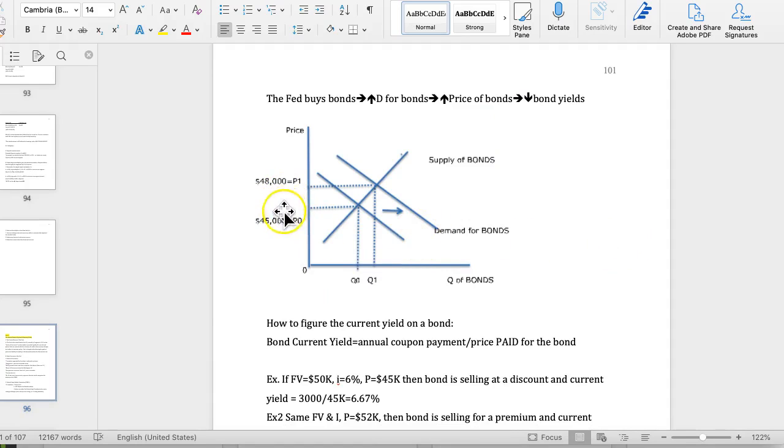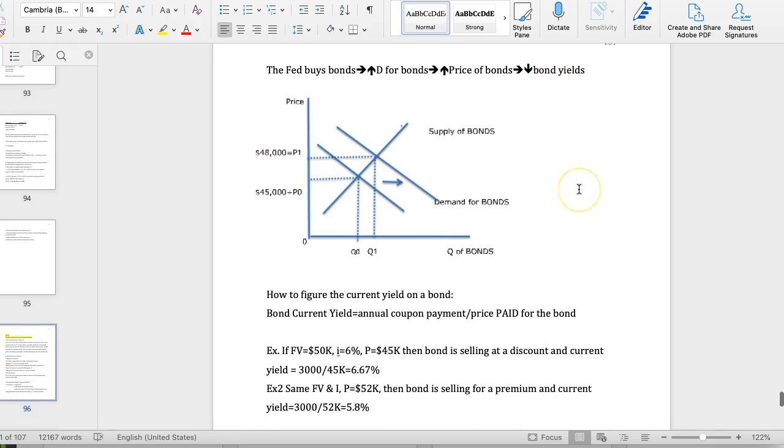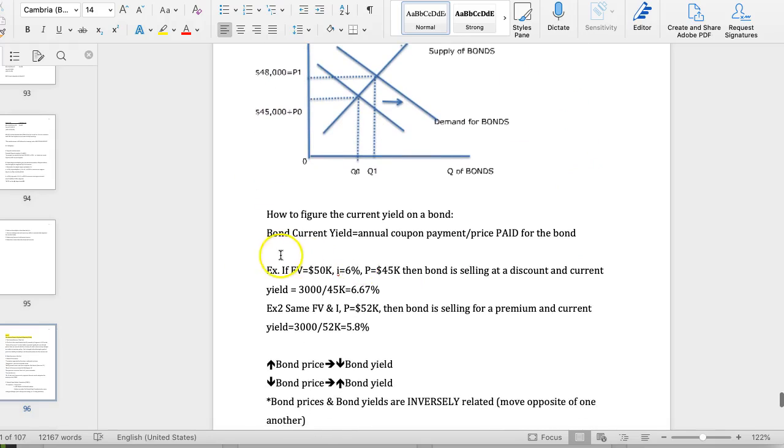And when the price of the bond goes up, the yield of the bond will go down. When the price of the bond goes down, the yield of the bond will go up. So we'll figure it out. So again, how are we going to figure out the yield, which is the percentage that you are making on that bond? You're going to take the coupon payment divided by the price paid for the bond.